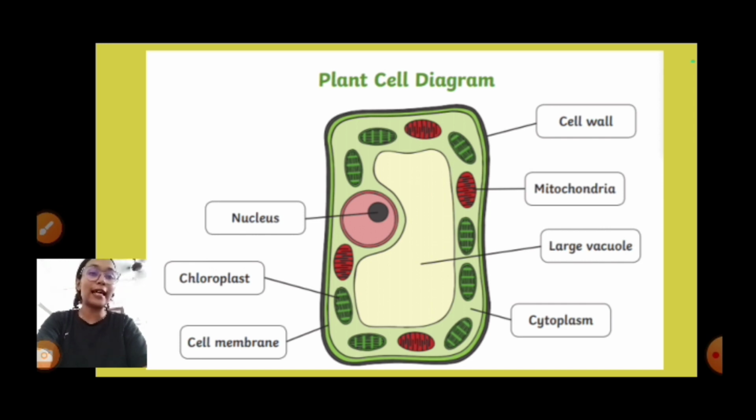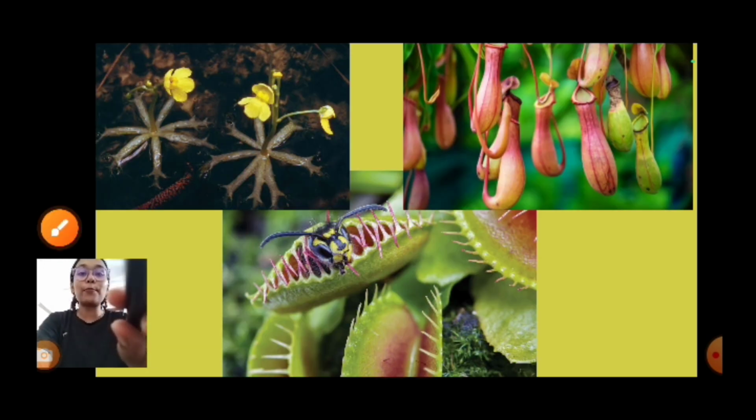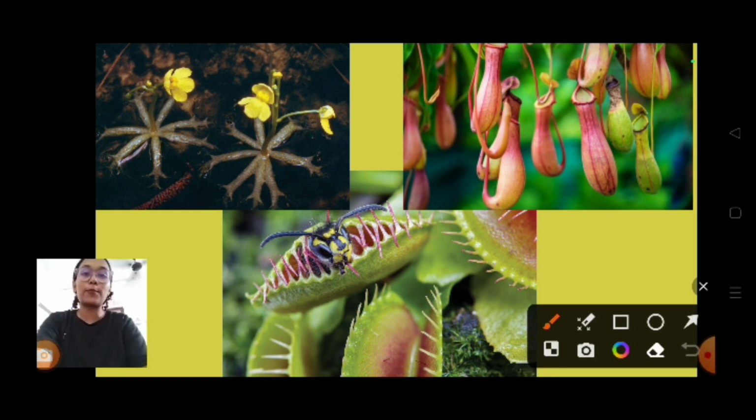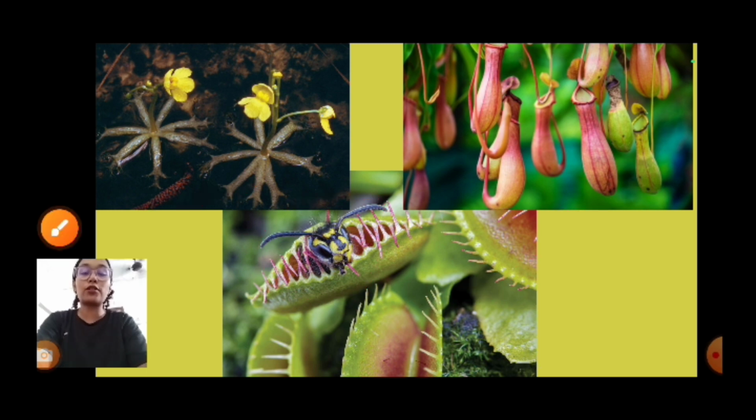Moving on to the next slide. These are some pictures of insectivorous plants. This is bladderwort, an insectivorous plant. This is pitcher plant, which is also an insectivorous plant. This is Venus flytrap. You can see they are trapping the insect. Getting my point?